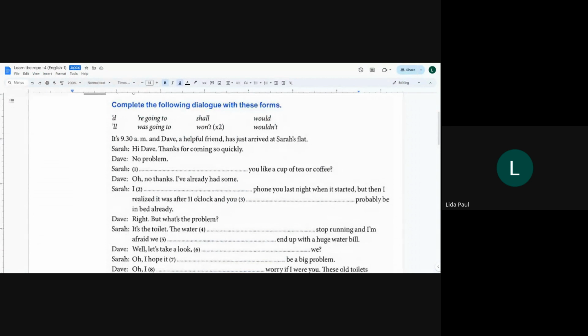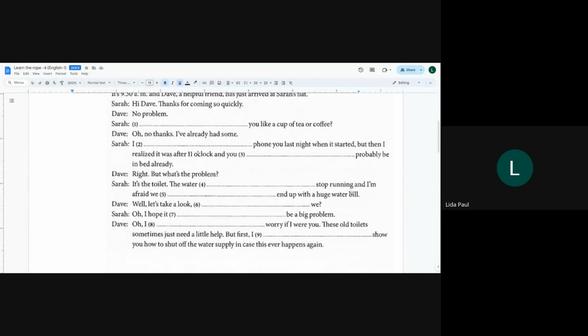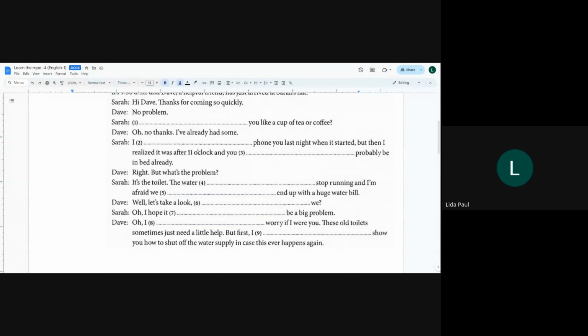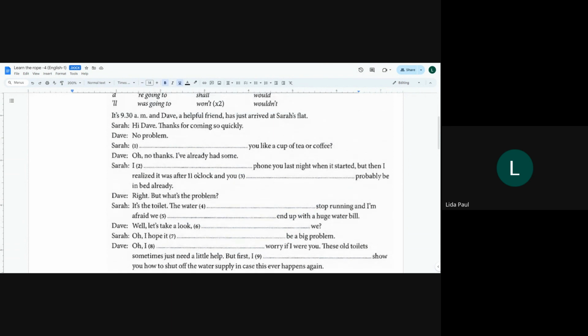Dave: But what's the problem? Sarah: It's the toilet. The water dash stopped running and I'm afraid we dash end up with a huge water bill. Blank number three we are done with, that is good. We are doing the fourth one. The water won't stop running. Correct, the water won't stop running. And I'm afraid we dash end up with a huge water bill.